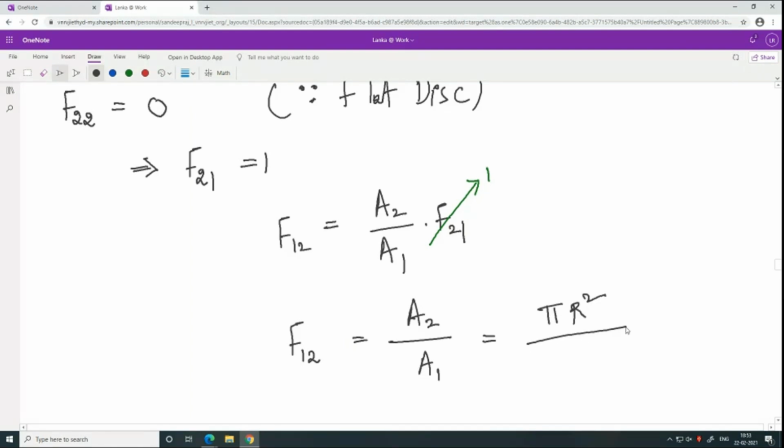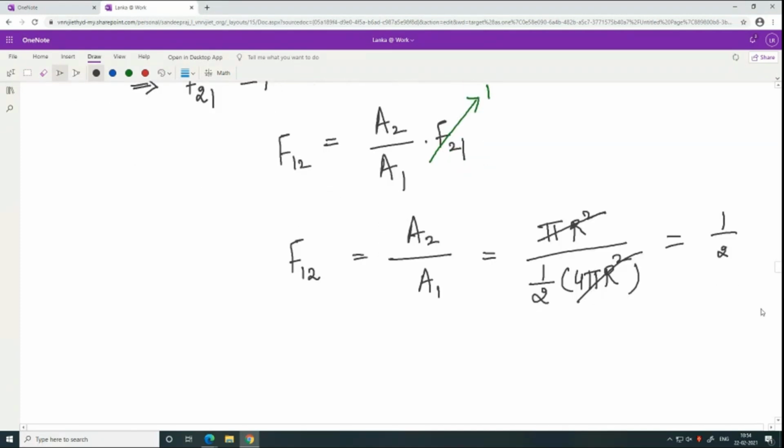What will be the surface area of a hemisphere? It is 4 pi r square for the sphere, and you have half of the sphere, that is 4 pi r square by 2. So pi r square and pi r square cancel, and what remains is simply 1 by 2. So you got the shape factor F12, which is equal to half.